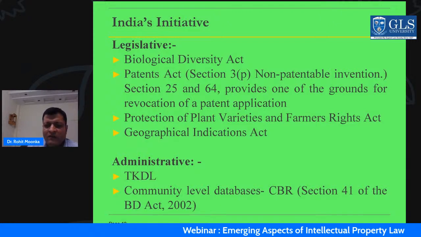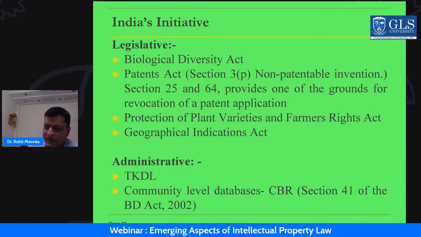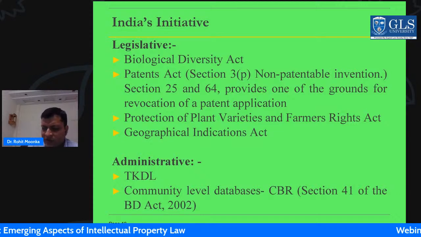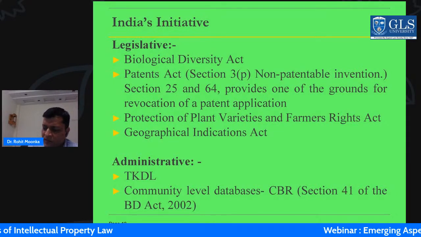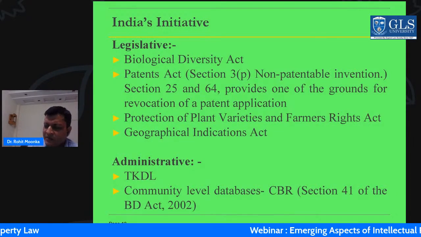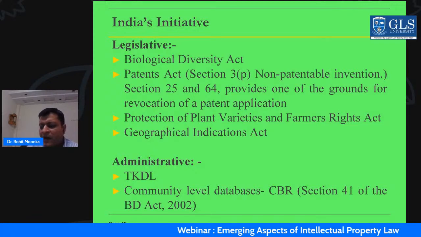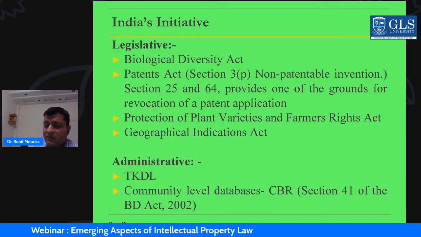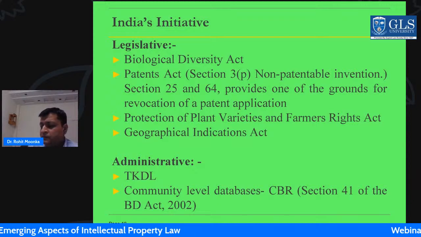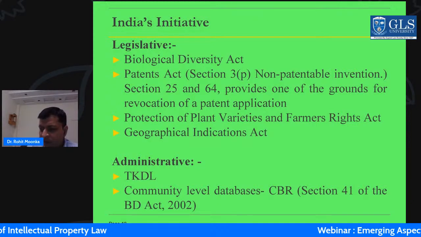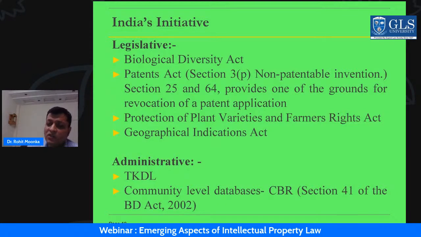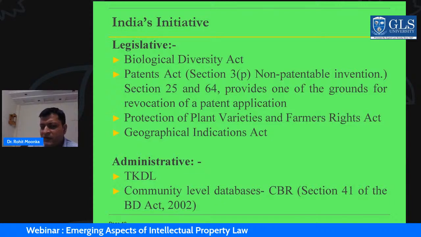Similarly, you have the Patent Act. Now, the Patent Act is not a new act; it is an old act, which has been there since 1970, and prior to that also we had a Patent Act. But after the bitter experiences India had, particularly with regard to the grant of the neem patent and turmeric patent, India amended its Patent Act in the year 2002, and certain new provisions were added.